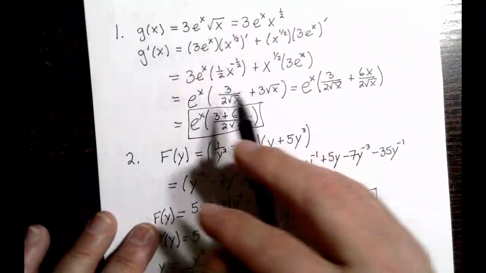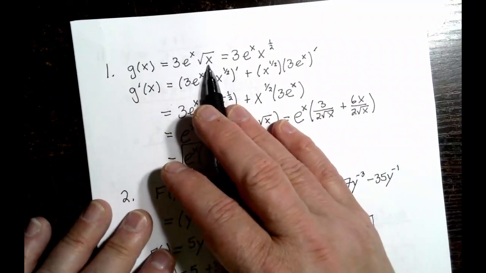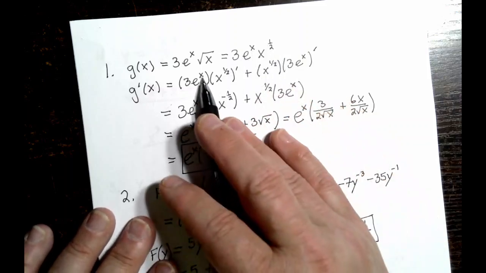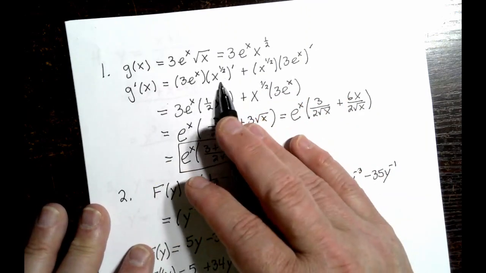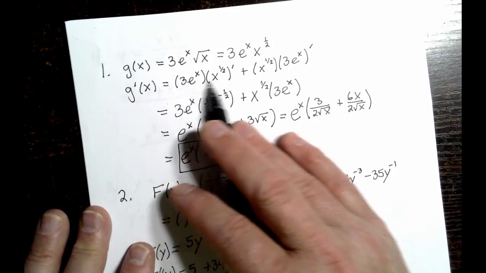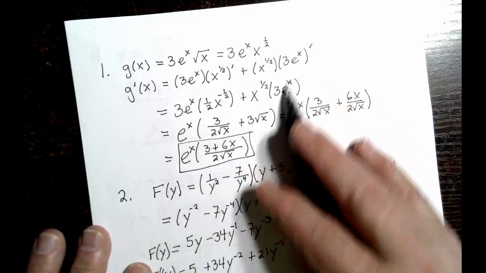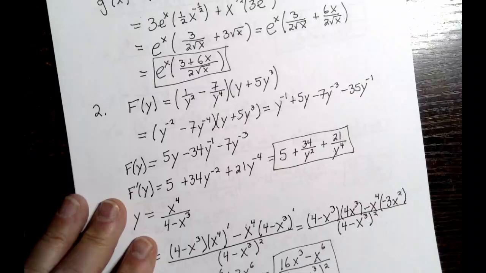Alright, so let's look at some problems here. This first one, they give you 3e to the x square root of x, or 3e to the x times x to the 1/2. So you can consider 3e to the x as your first function, f, and this one as your g, so it's the first times the derivative of the second plus the second times the derivative of the first. And for each one, you get your derivative, and then it's a matter of just simplifying it from there on out.